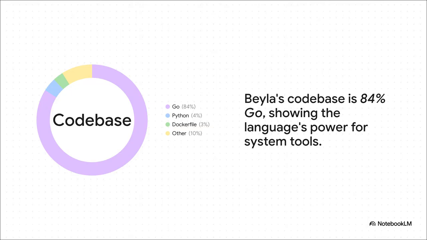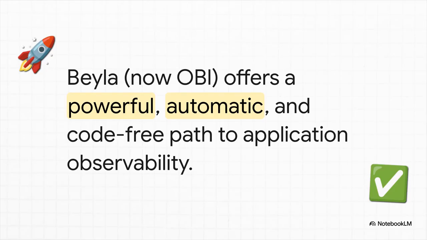And just as a little fun fact, it's always interesting to peek under the hood and see what a tool like this is actually built with. As you can see, the project is overwhelmingly written in Go, like 84%. And that's really a testament to Go's power for building these kinds of high-performance system-level tools that make something like Beyla even possible.